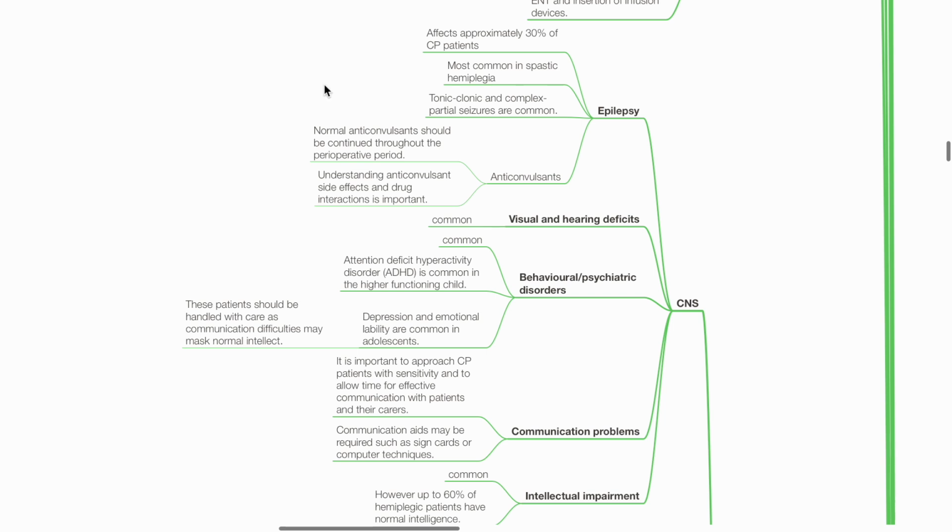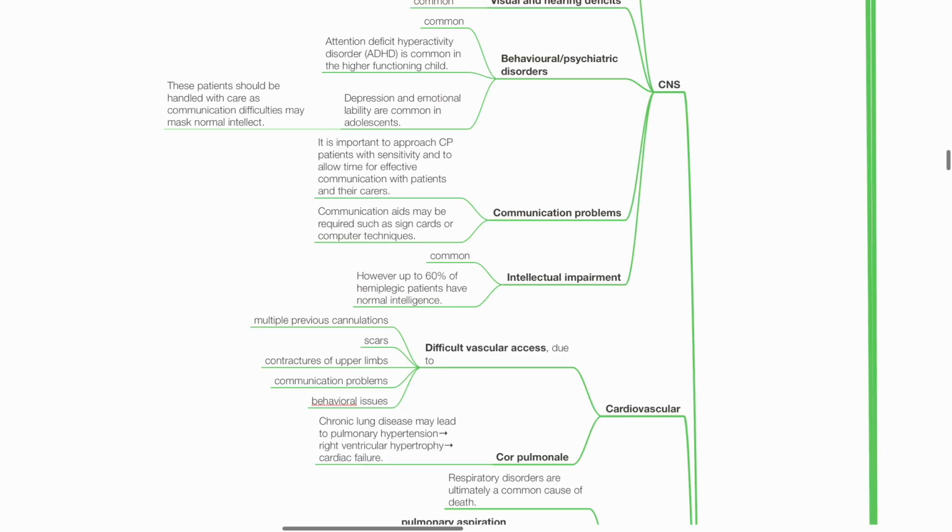Visual and hearing deficits, behavioral and psychiatric disorders are common. ADHD is common in the higher functioning child. Depression and emotional lability are common in adolescents. These patients should be handled with care as communication difficulties may mask normal intellect. It is important to approach CP patients with sensitivity to allow time for effective communication with their carers. Communication aids may be required, such as sign cards or computer techniques. Intellectual impairment is common, however up to 60% of hemiplegic patients may have normal intelligence.